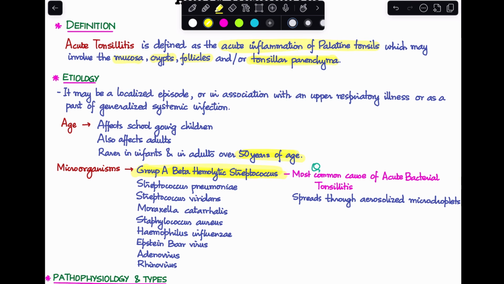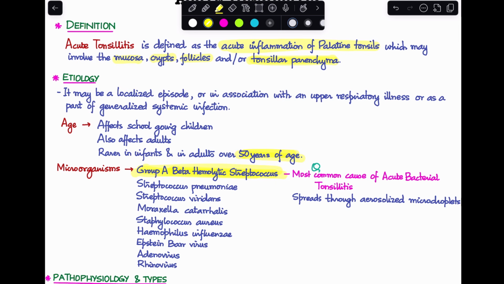And there are other bacteria and viruses as well that are involved in causing acute tonsillitis. So, other than the most common one being the group A beta hemolytic streptococcus, the other bacteria could be Streptococcus pneumoniae, Streptococcus viridans, Moraxella catarrhalis, Staphylococcus aureus, Haemophilus influenzae. And then we have some viruses which include the Epstein-Barr virus, adenovirus, or the rhinovirus.